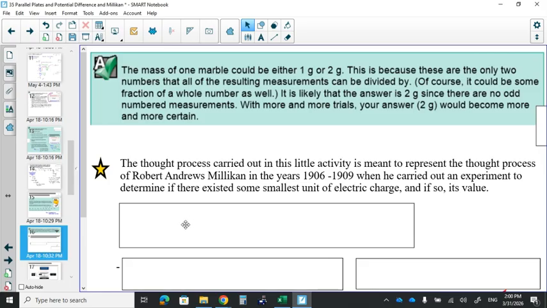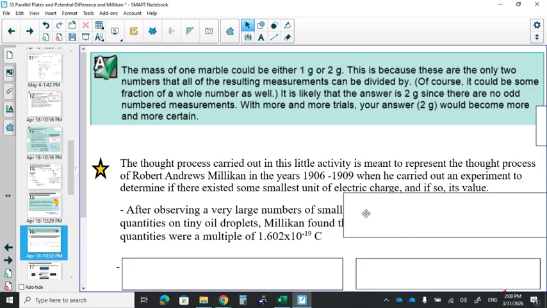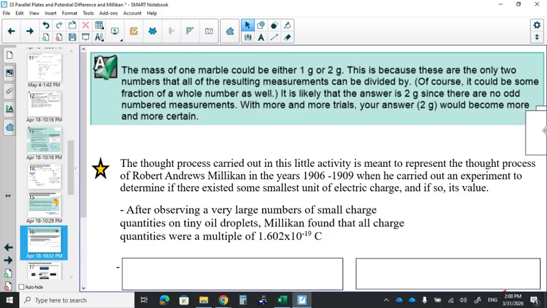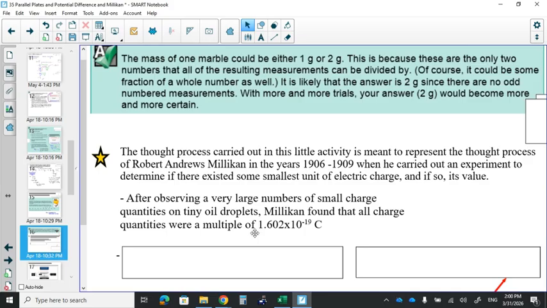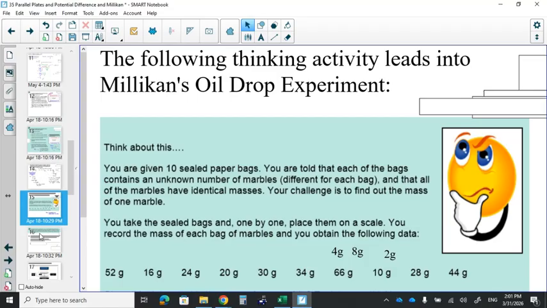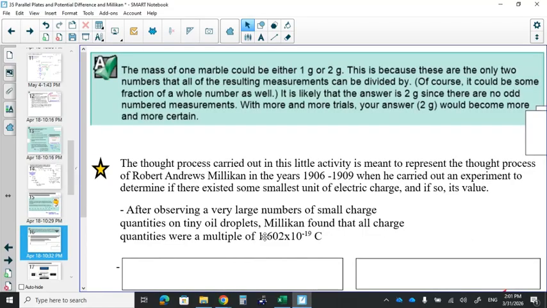But yeah, he was studying this and thought he was onto something and worked hard at it and has his name on it as a result, right? So after observing a very large number of these small quantities of, you don't even know what it is yet, right? The Millikan oil drop experiment. This statement will make more sense. Okay, small quantities of tiny oil droplets.